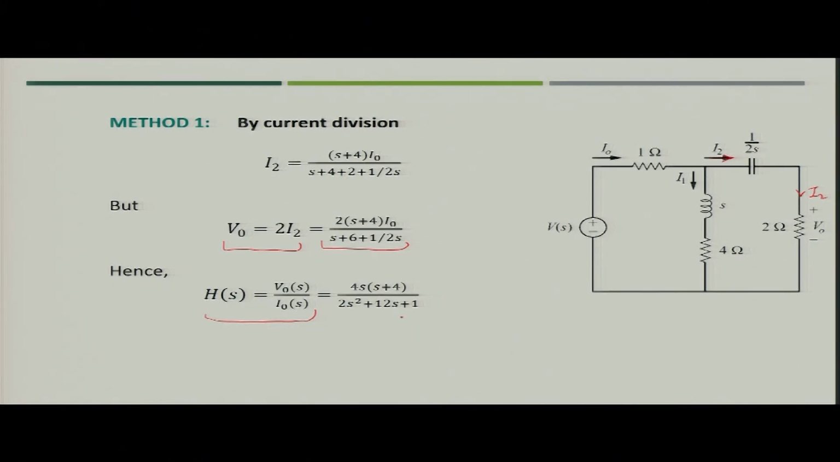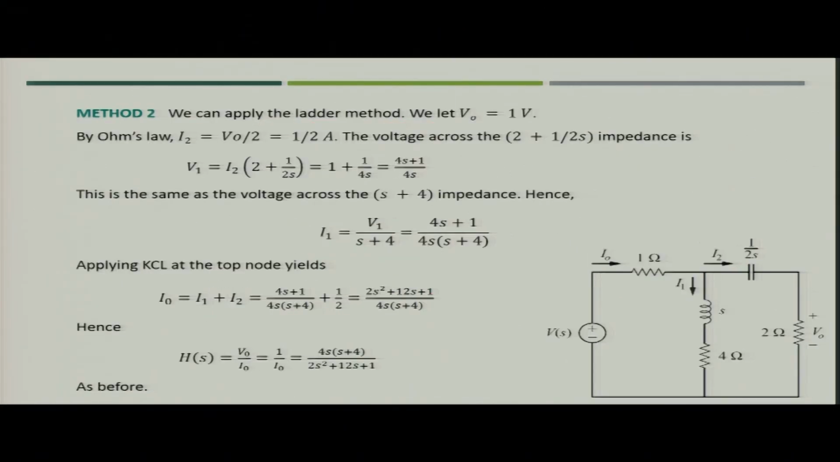So, in this particular case we used the current division method, that is our first method of finding the transfer function, where we use various circuit analysis techniques. So, with this we get the transfer function of the circuit. Now, next, let us try to apply the ladder method and find the value of the transfer function when we apply the ladder method.